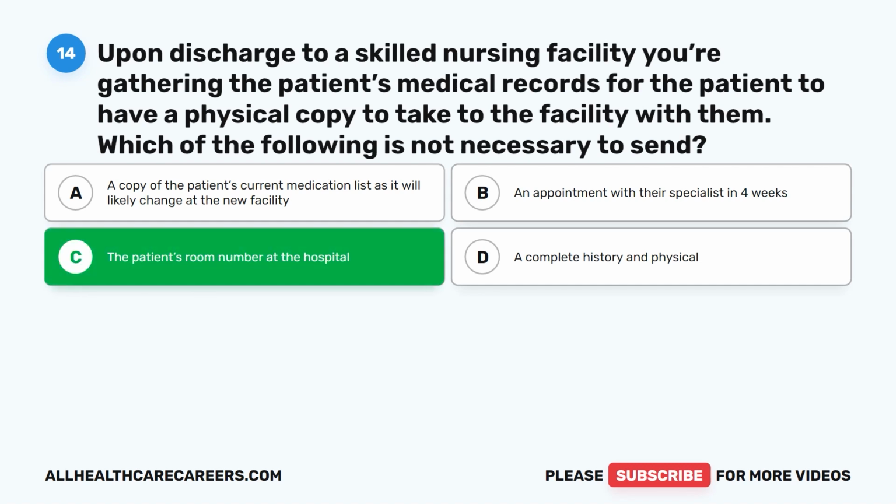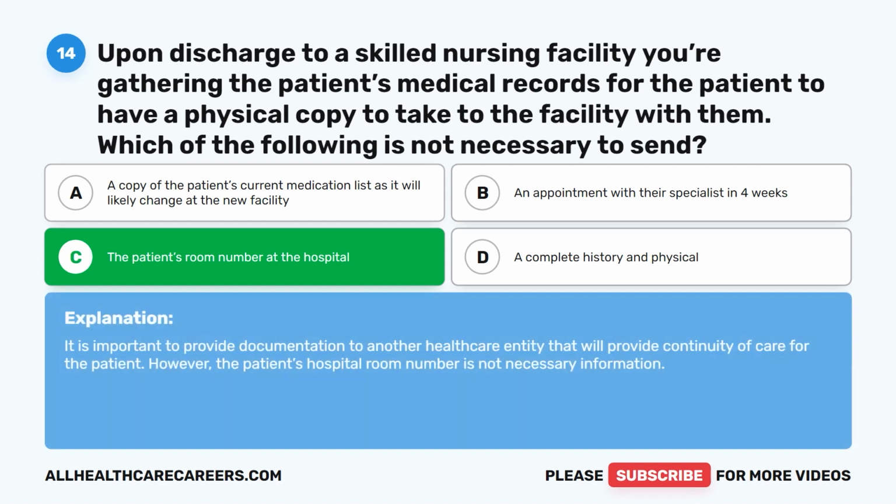The correct answer is C. The patient's room number at the hospital. It is important to provide documentation to another healthcare entity that will provide continuity of care for the patient. However, the patient's hospital room number is not necessary information.